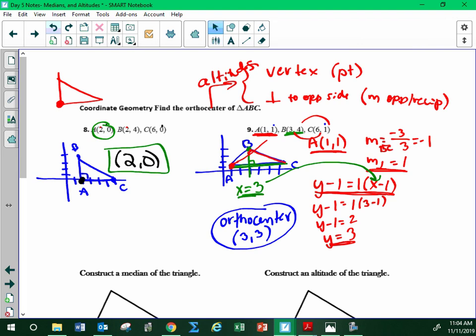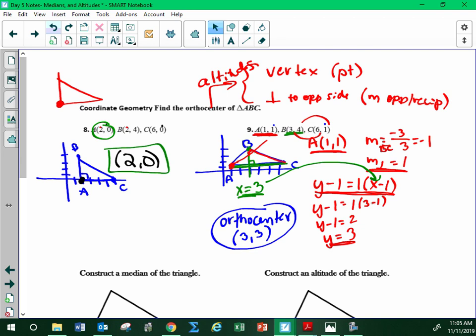Again, they could have asked us to instead find our centroid, which comes from our medians. And our medians take vertex and midpoint. So we'd have to first find the midpoint for two of our sides, and then we can write our equation using one of those points and our slope from there. Okay, questions with this?